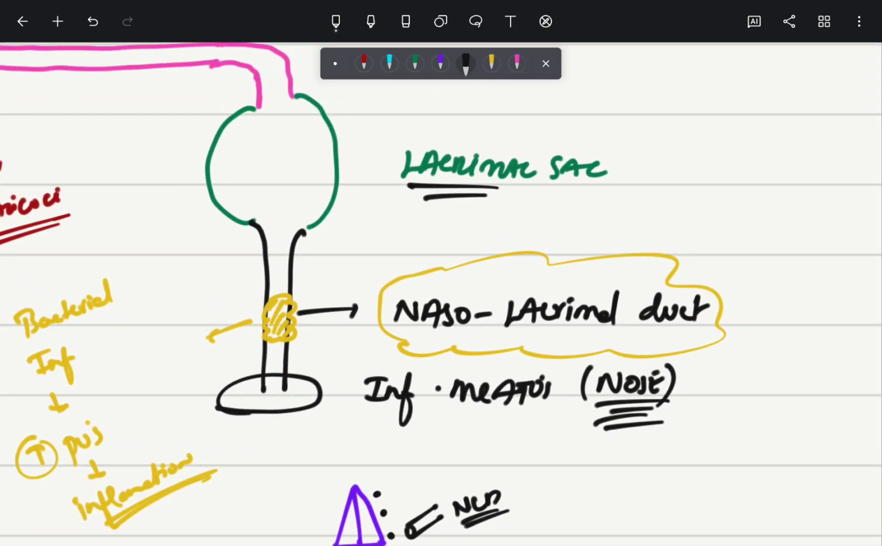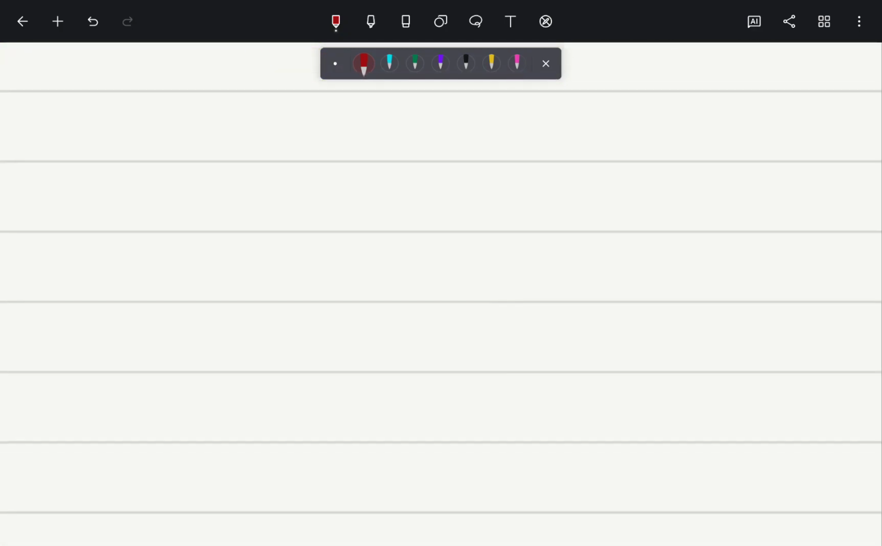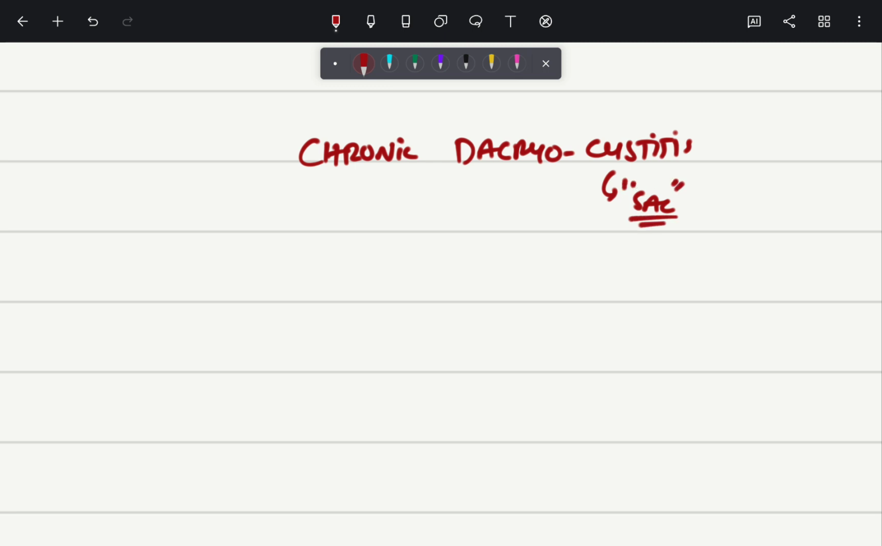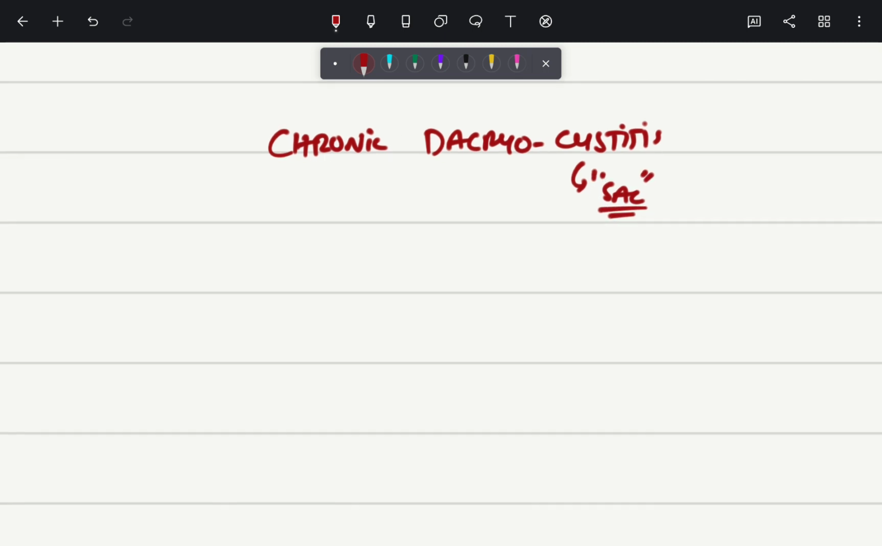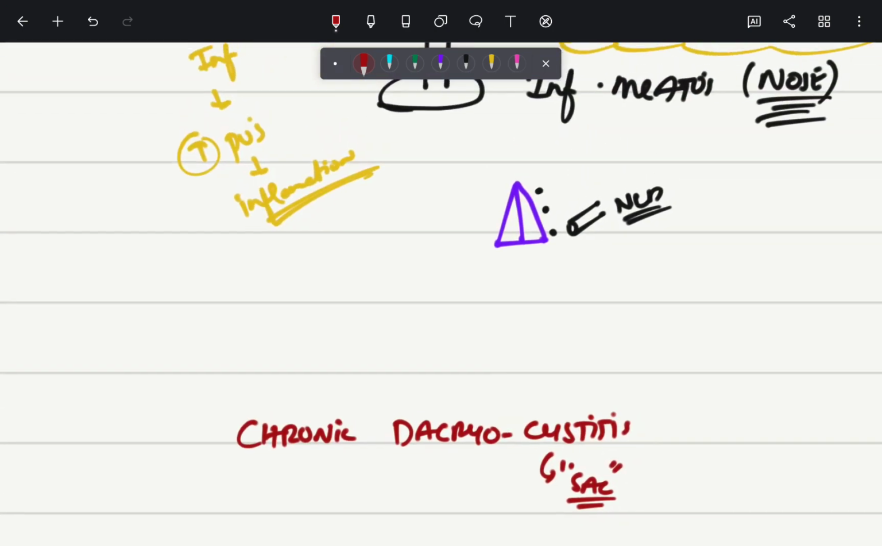So what will happen? Since there is no drainage due to nasolacrimal duct obstruction, the lacrimal sac will get enlarged. Now this entire condition is called chronic dacryocystitis, since cystitis means the sac is going to get inflamed. Inflamed, that's the meaning of cystitis. So what is the treatment of this person?